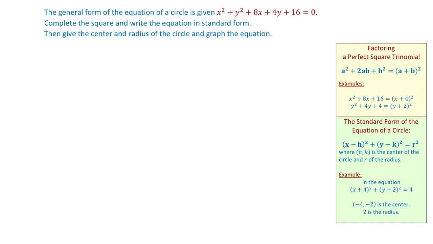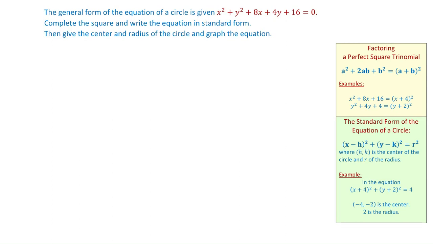The second equation we will review is the standard form of the equation of a circle, that is x minus h all squared plus y minus k all squared equals r squared. In this equation, h and k represent the center of the circle and r represents the radius. Here is an example below.